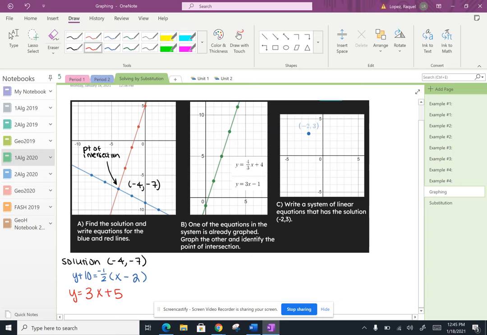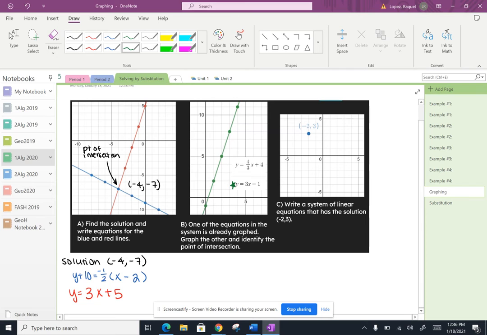So in B, one of the equations in the system is already graphed, and we have to graph the other. So first of all, I don't know which one is graphed. Let's go ahead and figure that part out first. Let me look at the slope. I'm noticing that to get from one point to the next, I have to go up 3 and right 1, up 3 and right 1. So that is leaning me towards the fact that the equation that's graphed is the second equation.